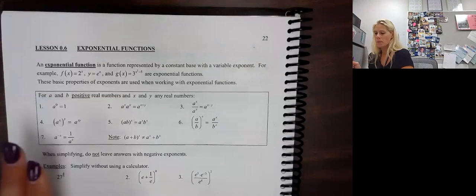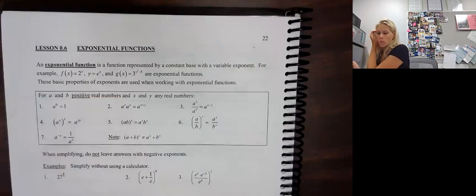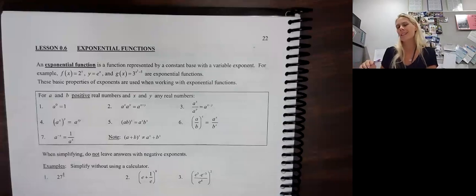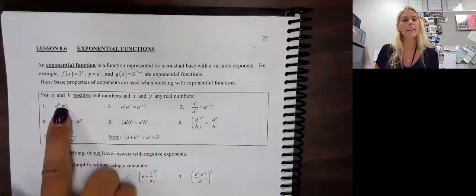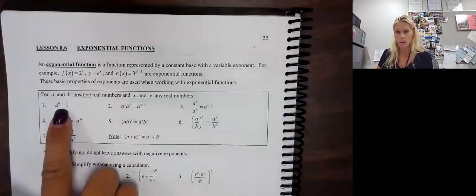These basic properties of exponents are used when working with exponential functions. Let's keep in mind, these are things that you learned, I want to say it was secondary 1 or eighth grade, seems about right. And then you should have covered it again in secondary 2. So anything to the 0 is always 1.